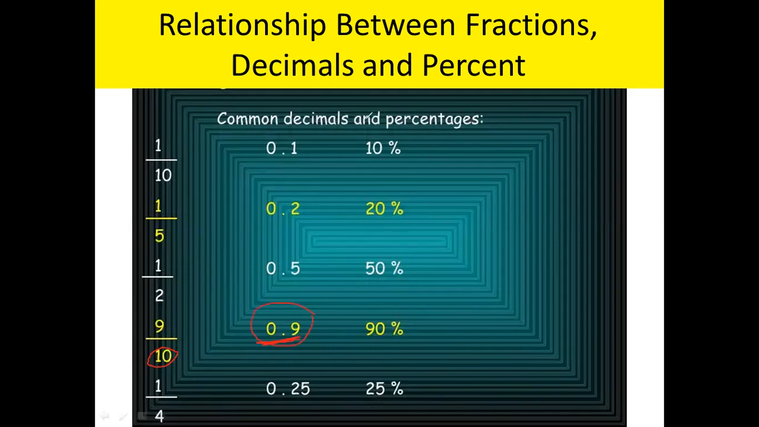In a percentage, we multiply this with 100%. So therefore, 10 by 10 is 1 and 100 by 10 is 10. So we have now 9 times 10 over 1, which is equivalent to 90%.